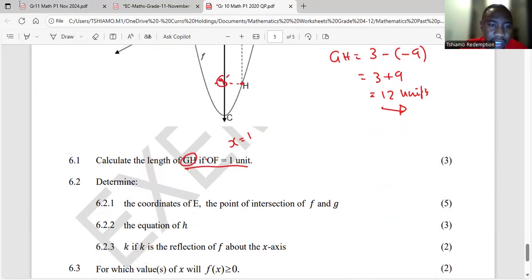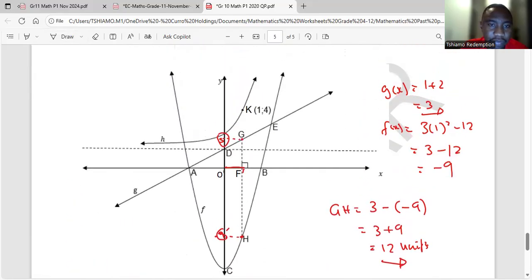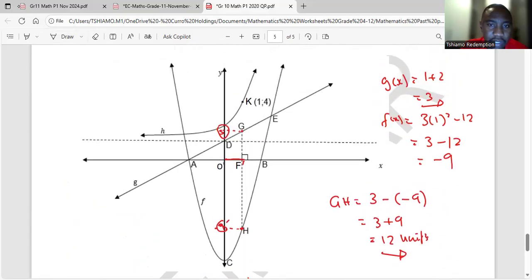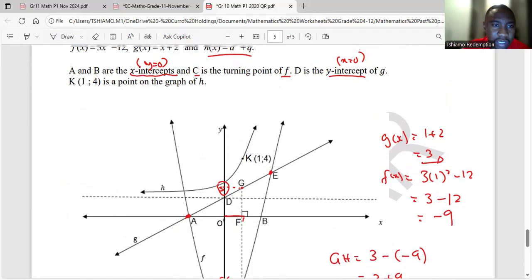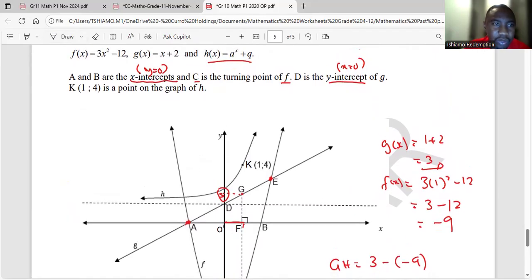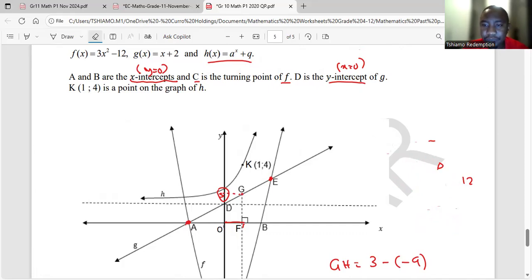Then determine the coordinates of E, the point of intersection of f and g, for 5 marks. Where's E? E is there. These two graphs are touching there and there, but we are looking for these points here. So it is the point of intersection of which two graphs? The straight line and the parabola. So what do we do? We equate the two equations. Okay, almost done.